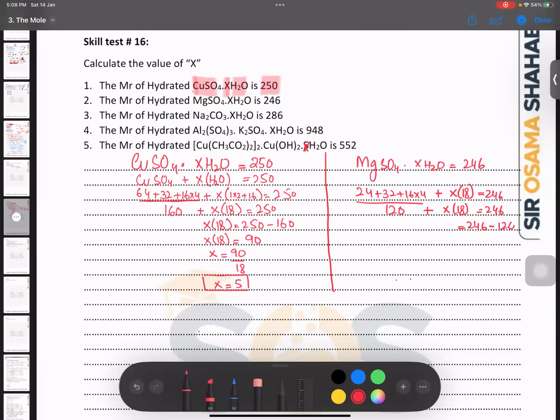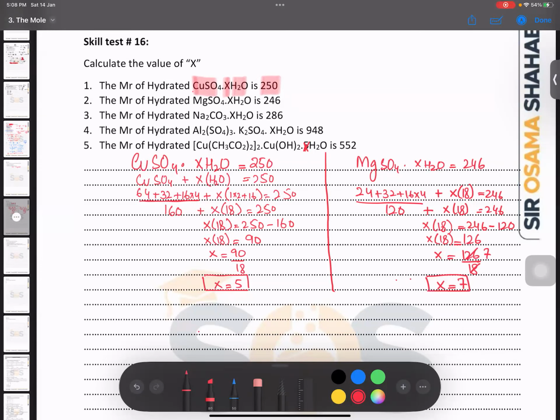So 246 minus 120 will give you what? It will give you 126. And we know that this 18 is multiplying over there, so it goes over there and divides. So it will be 7. So the right answer will be, Bacho, 7 for question number 2. 7, right, everyone? Yes, sir.